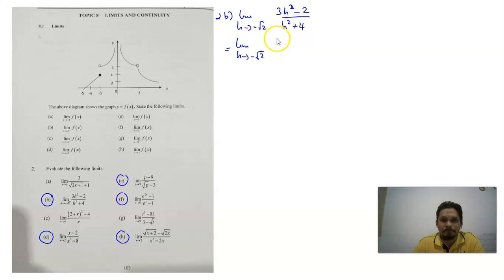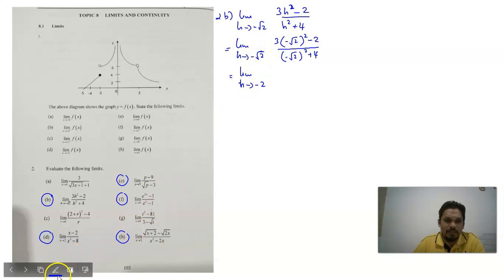But let's see what is going to happen if we substitute here: 3 times (negative square root of 2) squared, minus 2, divided by (negative square root of 2) squared plus 4. The limit of h approaching negative square root of 2. We already substituted the value of h into the function, meaning we don't have to write down the limit anymore, because the limit value has been used.